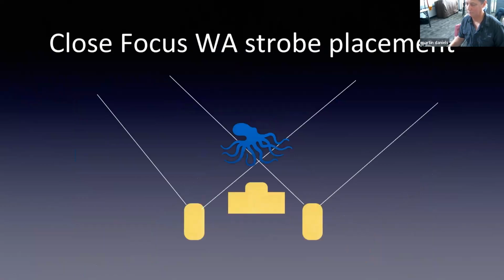For close focus wide angle, you've got to bring those strobes back in close to the housing again, and just aim them straight to intersect that light cone with your subject.